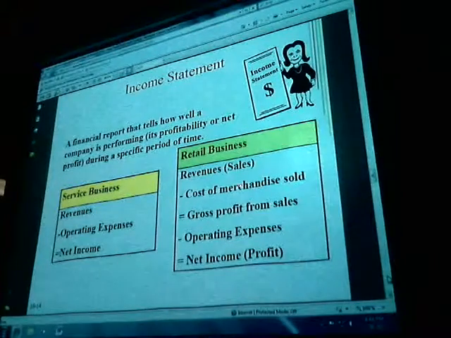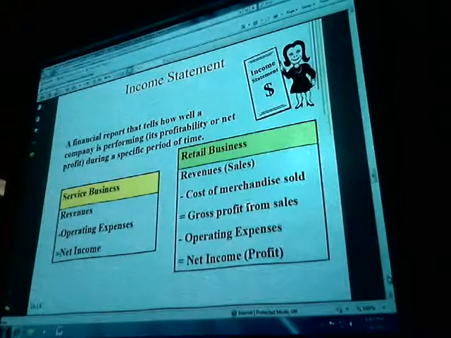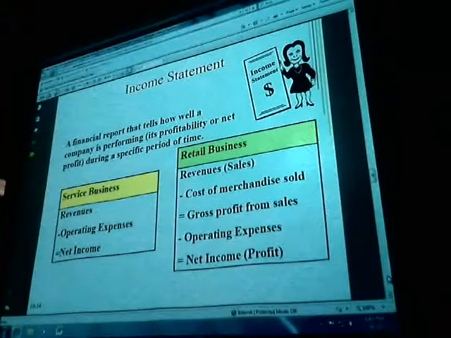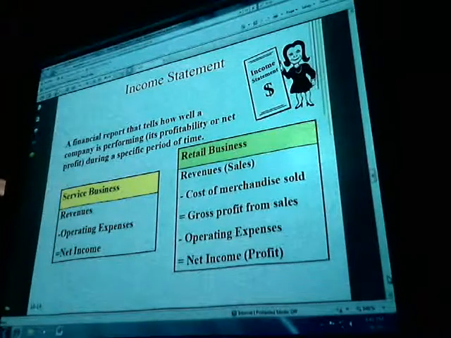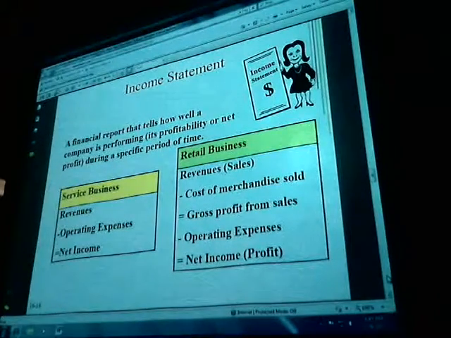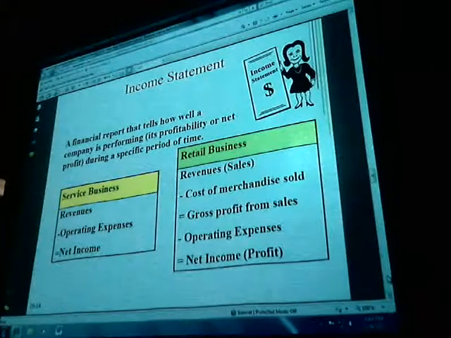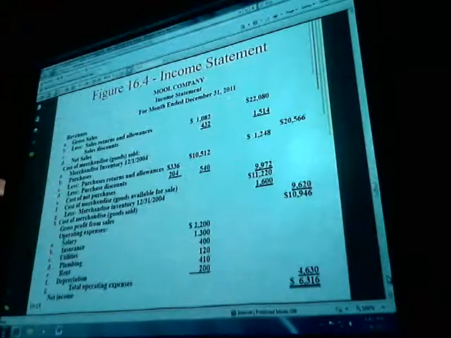Revenue minus cost of goods sold equals gross profit, minus operating expenses equals net income. So you subtract the operating expenses off the gross profit. I'm getting ready to show this in a whole income statement, and that way you'll see the numbers.